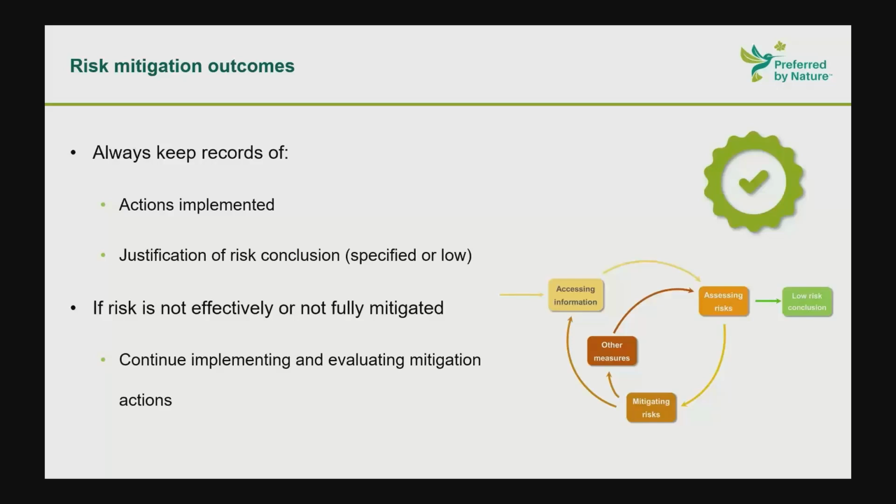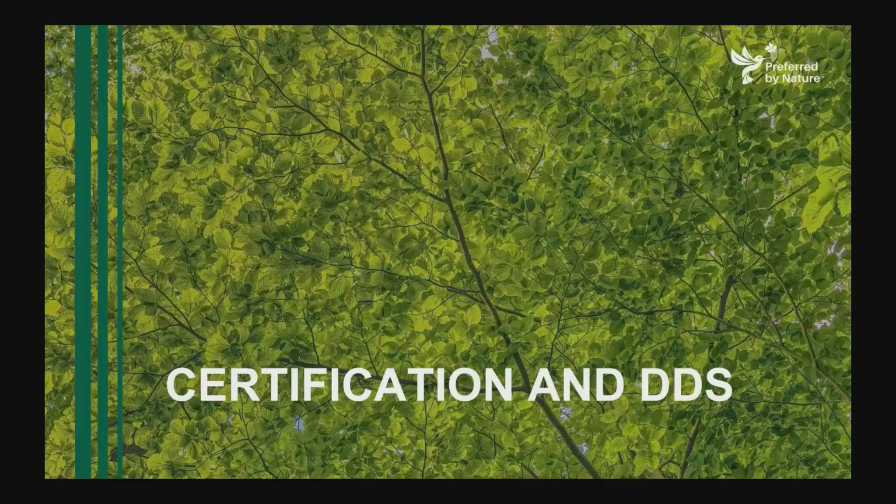You need to keep track of all the steps you've implemented, and you need to be able to, in 1 year's time, 2 years' time, very quickly open whatever record you have, paper, IT, and be able to say, oh, I've done this, this, and this, and so the conclusion was low risk. And only after all this process did I import the timber into the EU, right? And you need to keep going in circles until you've reached a low risk conclusion. So that's it for our 3 steps of due diligence.